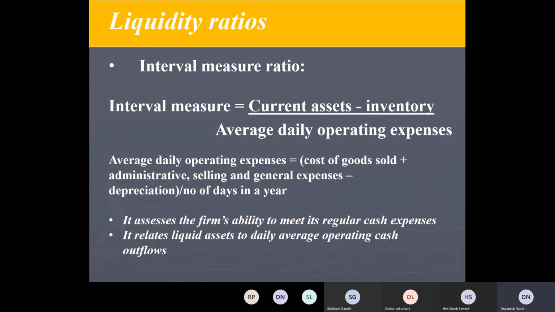Clear? When we solve the numerical, that time it will make more sense, because the figures will come. We'll take an example. Once we finish with all the ratios, then we'll take the numericals.